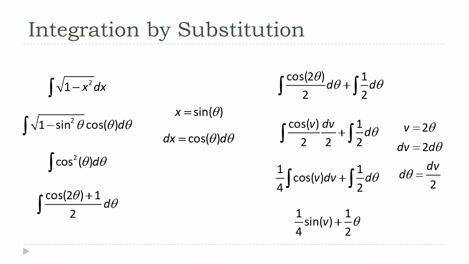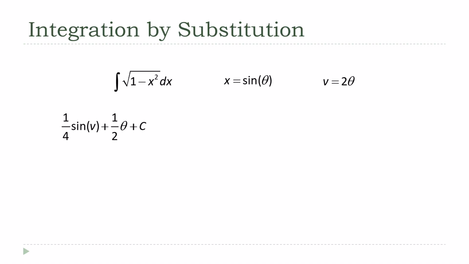It's good that we've gotten rid of the integrals. That was progress. But now I've got this weird mixture of v's and thetas, and all I want are x's. So here's what I'm going to do. On the top line here, I have the original integral and our two substitutions. And remember, 1/4 sine v plus 1/2 theta plus c. That's where we ended up after doing the integration part. First, I'm just going to put 2 theta in there for v. So this becomes 1/4 sine 2 theta plus 1/2 theta plus a constant.